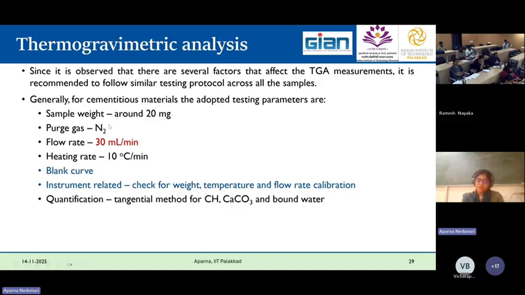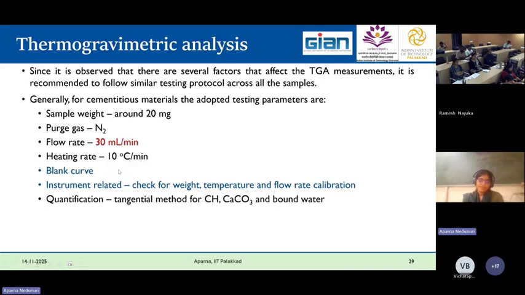You can also use nitrogen as purge gas, and the flow rate can be maintained at 30 ml per minute if you are using OPC. But if you are considering slags, it is preferred to increase the flow rate to near 100 ml per minute to eliminate the weight gain that we see beyond a certain temperature. The heating rate can be maintained at 10 degrees centigrade per minute, and it is always preferred to take a blank. A blank would eliminate the buoyancy effects that might come up in your system and the weight loss that we can see because of the flow rate of your gas. So it is preferred to take a blank.